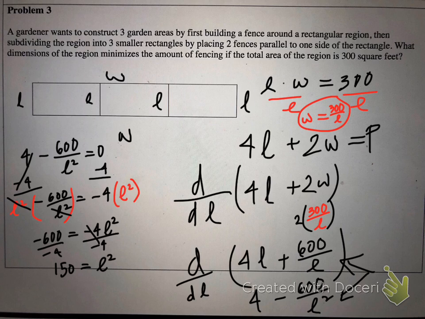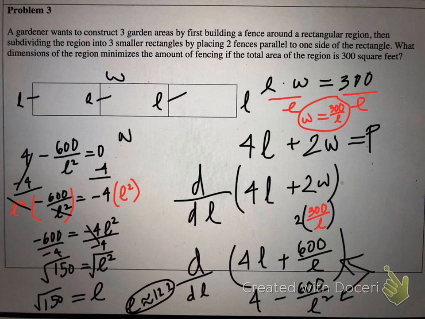We have a positive. Now we do the square root. So now we square root both sides. So we have L equals the square root of 150. Whatever that is, right? It's approximately, let me use my calculator, the square root of 150 is approximately 12.2. Okay, so now we know what the lengths are. All these right here are going to be 12.2 in length.